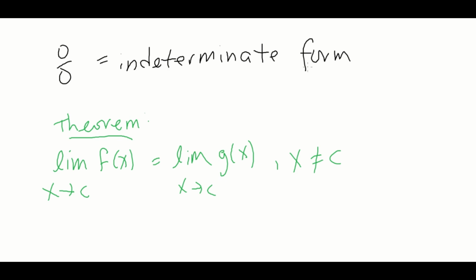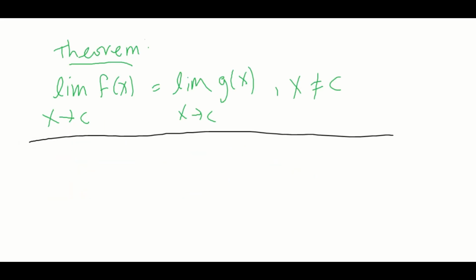You may be wondering, what's the point of this? How can two different functions agree everywhere except for the point of interest? Well, let me remind you, limits don't care what happens at that point, c. It only cares about what happens as you approach c. Let's look at this through an example.